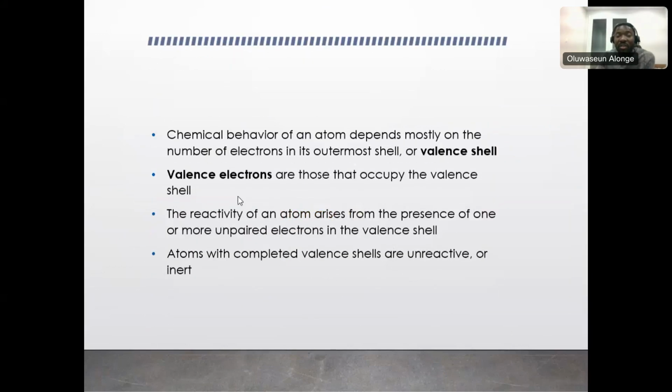All right. So the reactivity of an atom arises from the presence of one or more unpaired electrons in the valence shell. So the number of electrons that are unpaired in the valence shell is what we are looking for, because that's what is going to help in bond formation.